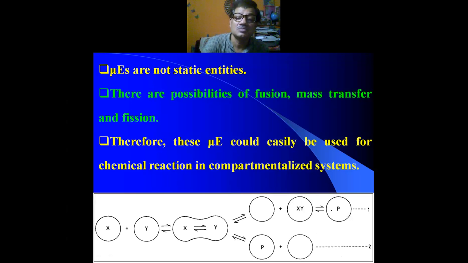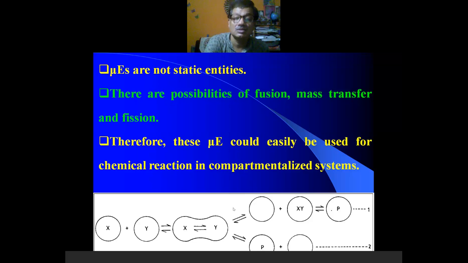So this gives an opportunity. So microemulsions are not static entities. There are possibilities of fusion, mass transfer and fission, or there are possibilities of charge transfer through hopping mechanism. So that is why I can use the microemulsion for the synthesis in a compartmentalized state. Okay, the next day I will discuss about the application of microemulsions. I'll discuss on the application of microemulsions.